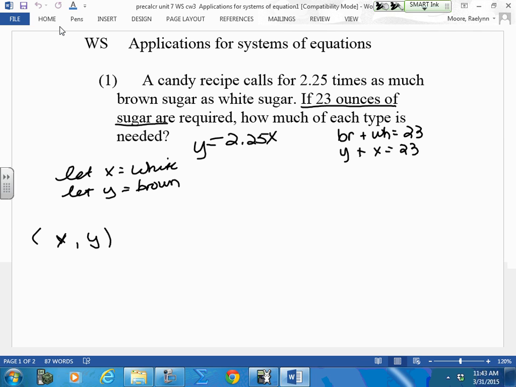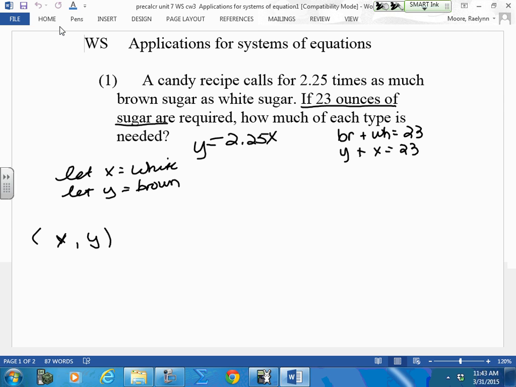And save yourself, which one's going to get more? If my white has 1 pound, isn't my brown sugar going to have 2.25 pounds? And isn't that what I wanted? Always look at your statement in words afterwards, because if you write it backwards, you will see that your white had more than your brown.